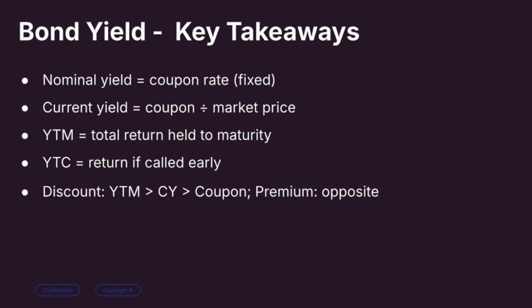To wrap up, nominal yield is your fixed coupon rate. Current yield adjusts for market price. Yield to maturity gives you total return to maturity. Yield to call gives total return if called early. And remember that yield hierarchy. For discounts, yields ascend from coupon to current to yield to maturity. For premiums, they descend. Master these relationships and you'll handle yield questions with confidence.